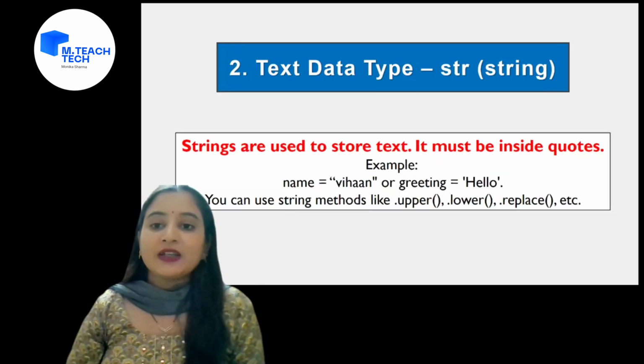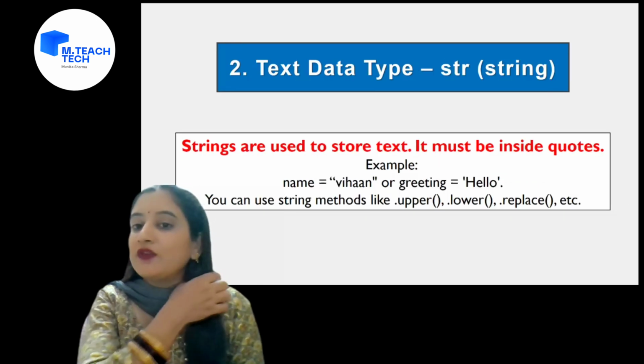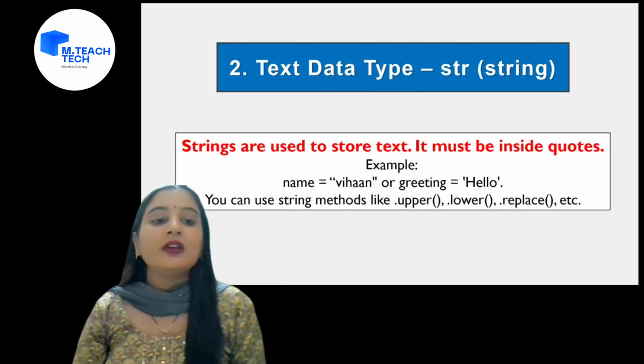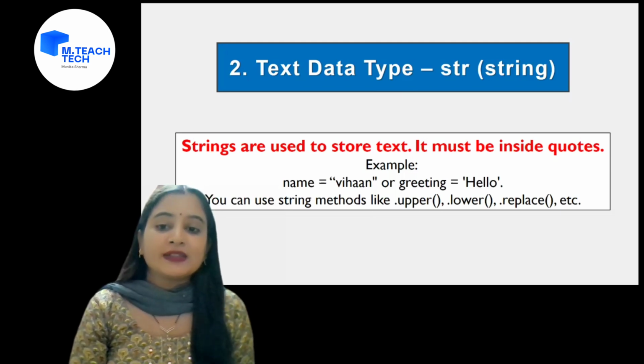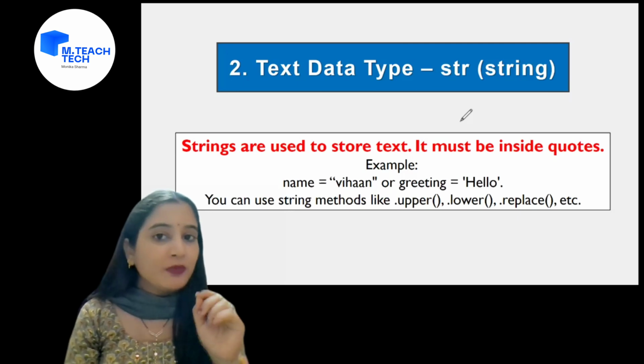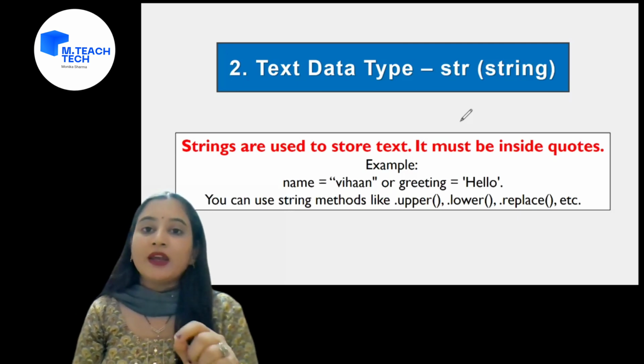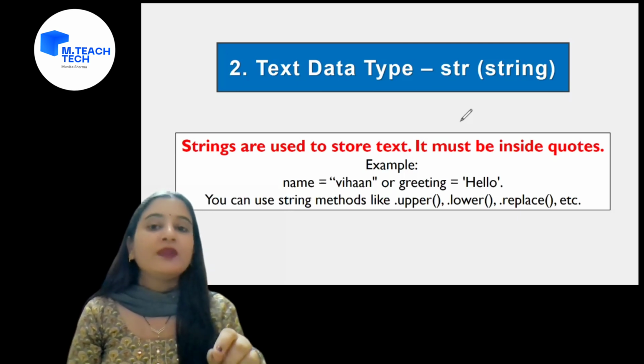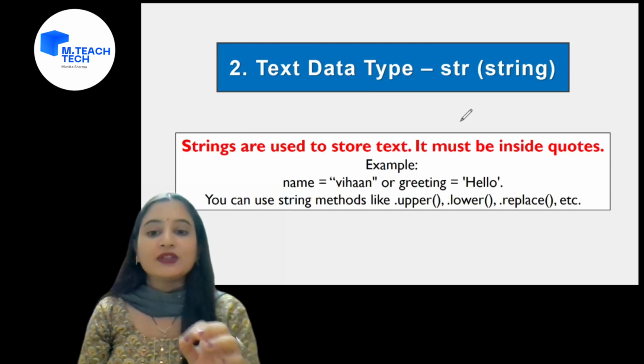The second type is the text data type, string. In short, we can say str. Strings are used to store text. It must be inside quotes. It's really very important to know that every time you write any text, any sentence, you have to use quotes there.